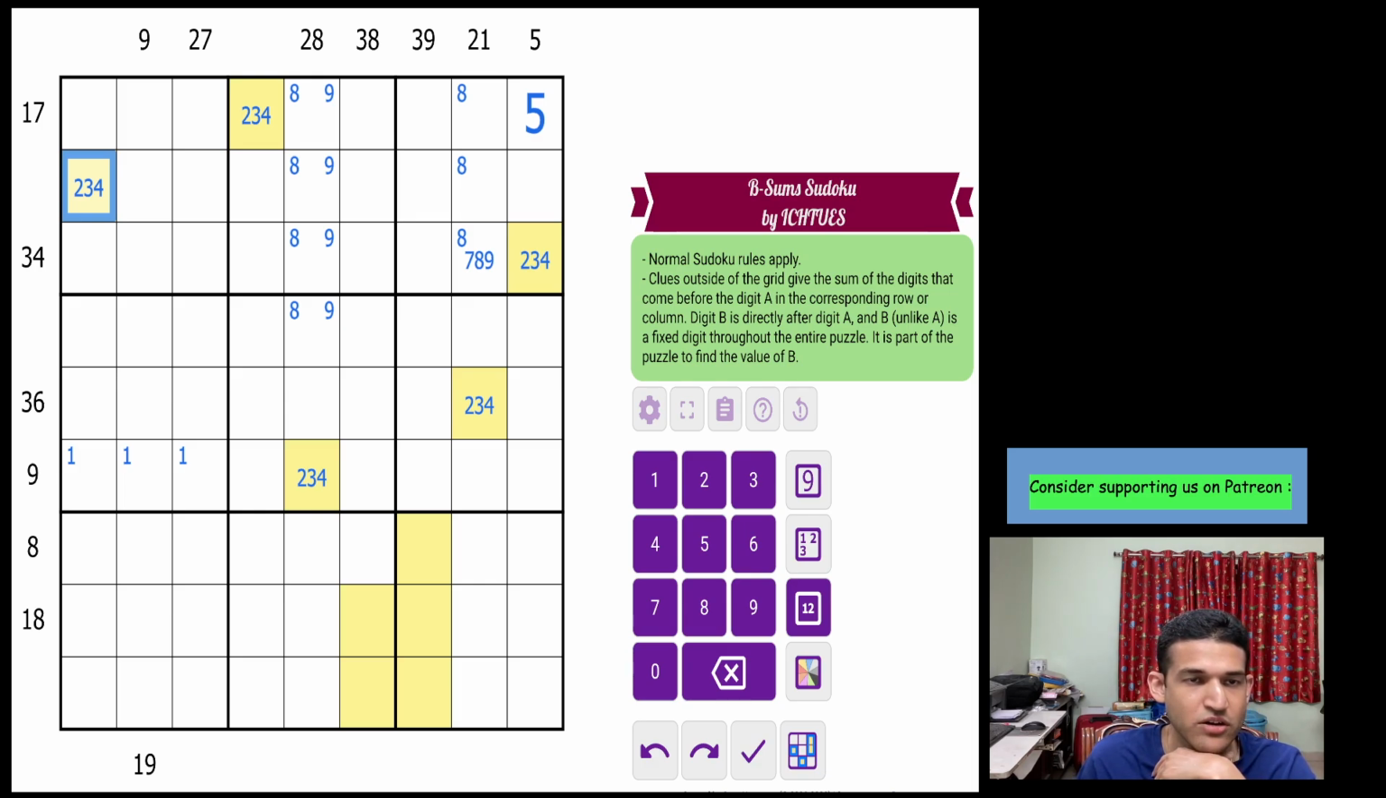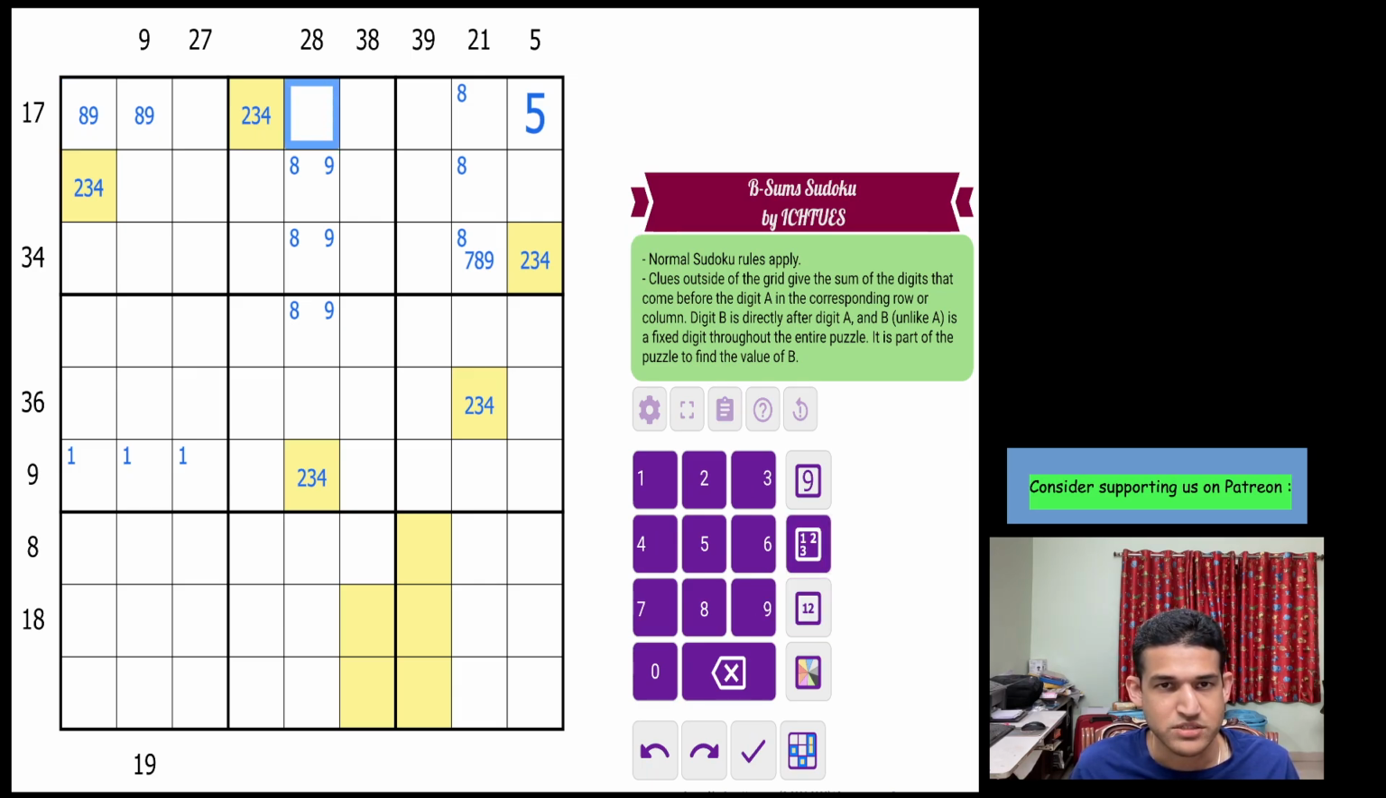So now for the 17 clue outside row 1, A goes here and these two cells must add up to 17, which means this is 8 and 9. And this is not 8 and 9. Okay, there is no 8 here.